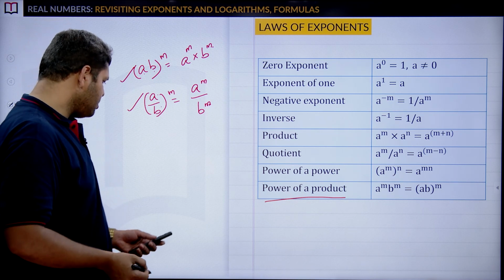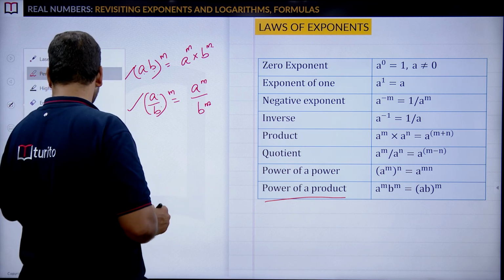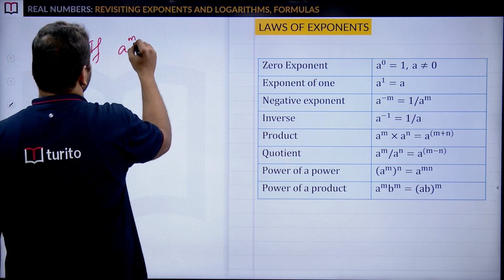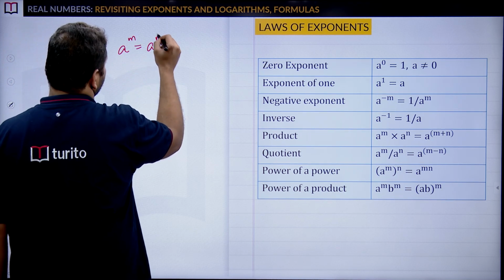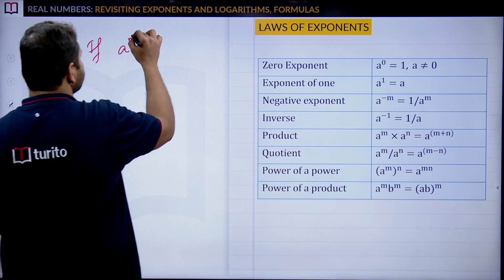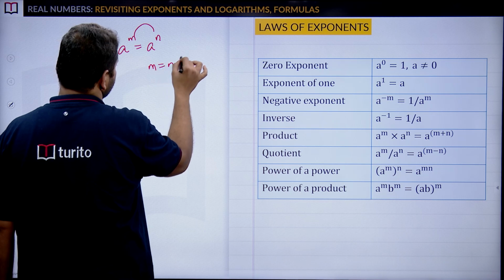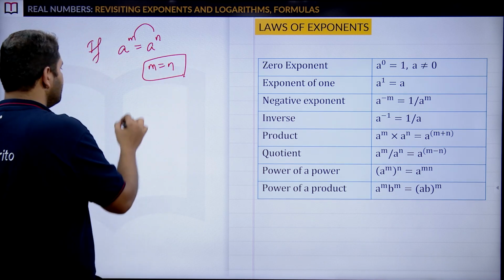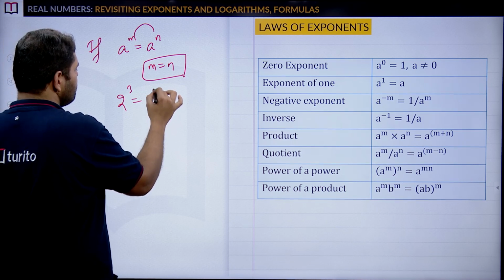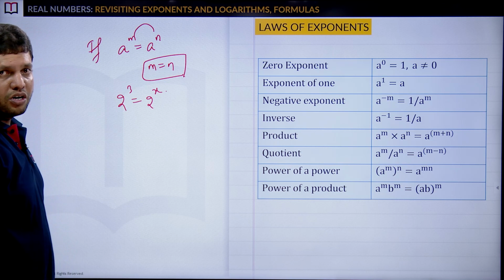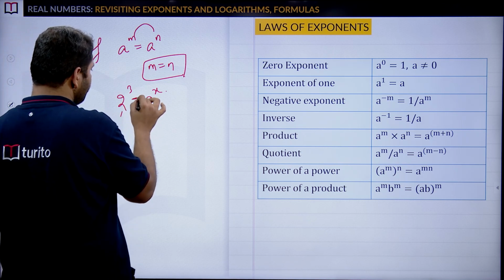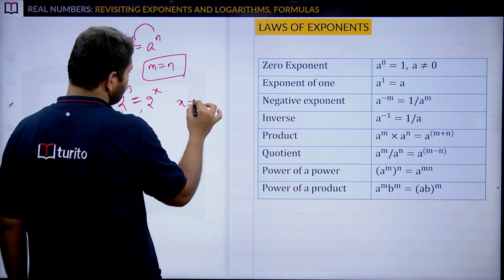Children, let us apply this formula. Okay, one more formula, children, I wanted to tell you. It's very important. If a to the power of m is equal to a to the power of n, if the two bases are equal, so directly we can say exponents are equal, so m is equal to n. I'll give an example. 2 to the power of 3 is equal to 2 to the power of x. So what is the x value here? Directly 3, because here bases are same under equality. So directly we can say x is equal to 3 is the answer.